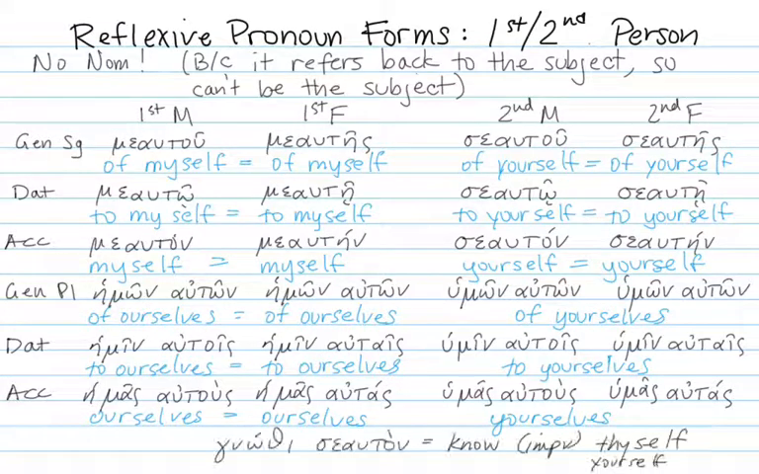Just a little FYI, gnōthi se auton. Gnōthi is an imperative. It's a kind we haven't learned yet. And then se auton is the reflexive pronoun yourself. In olden times, it would be thyself, so know thyself.